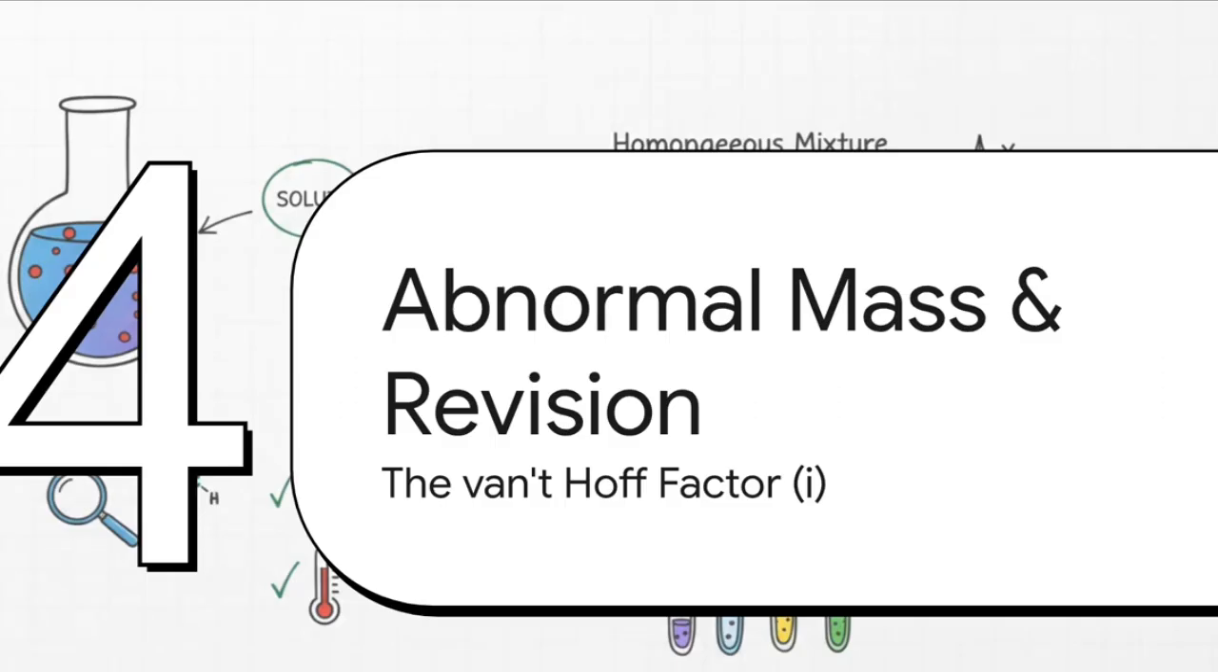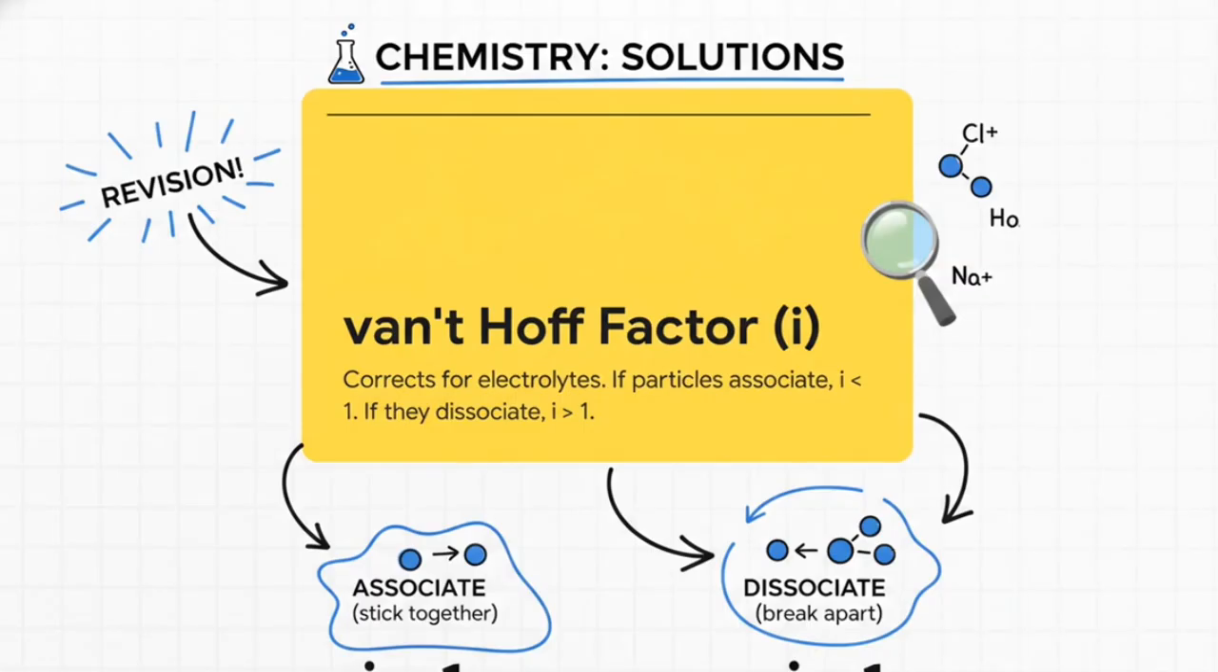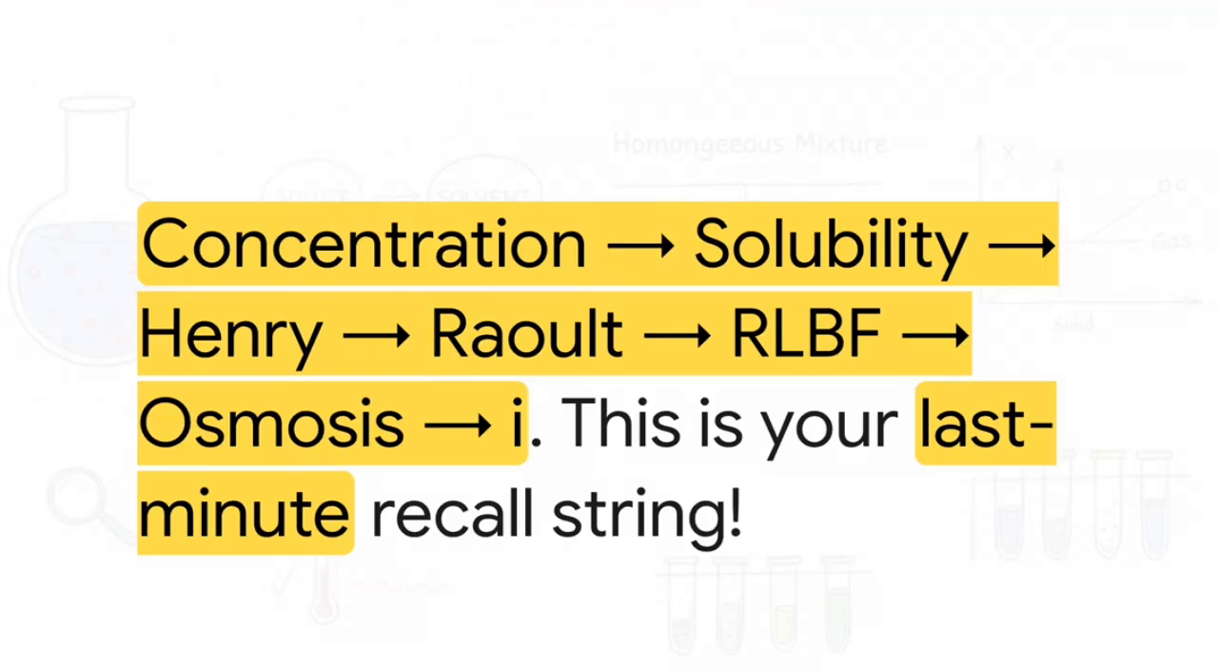And finally, we're hitting our last section, abnormal molar mass. This is all about putting it together with something called the Van't Hoff factor. Let's wrap this up. This is where the Van't Hoff factor, that little i, becomes your best friend. It's just a correction factor for electrolytes, when particles don't play by the rules. And the trick is so simple. If particles associate or team up, i is less than 1. If they dissociate or break apart, i is greater than 1. That's it.